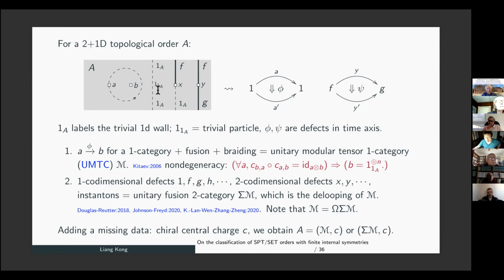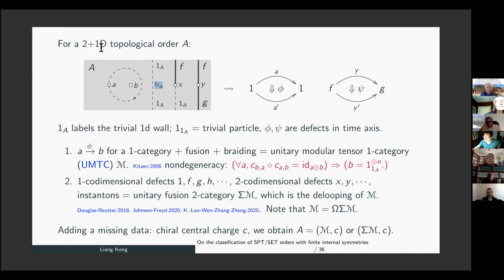This notation is a little bit weird. If I use 1_A to label the trivial domain wall, I can also use 1 of 1_A to label the trivial codimension 2 domain wall connecting this trivial domain wall. That just means nothing is there. So this corresponds to the trivial particle. So in this case, anything codimension 2.